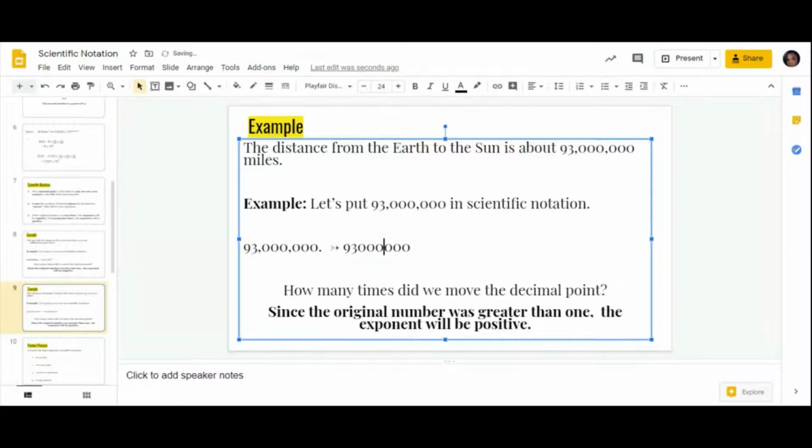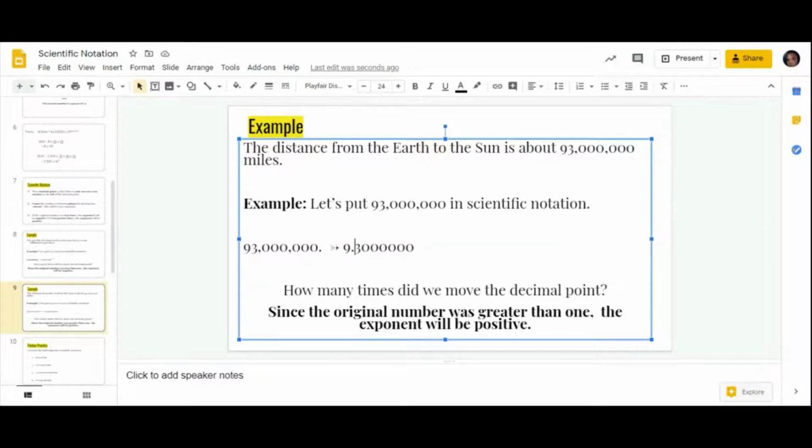Again, moving it once will not accomplish that. Twice, 3 times, 4 times, 5 times, 6 times, 7 is the lucky number.